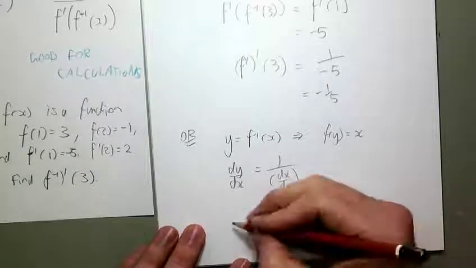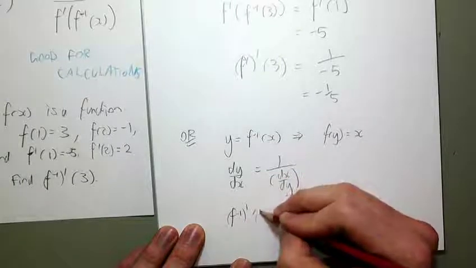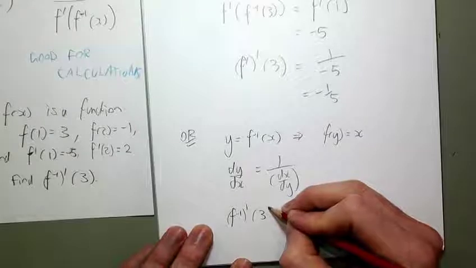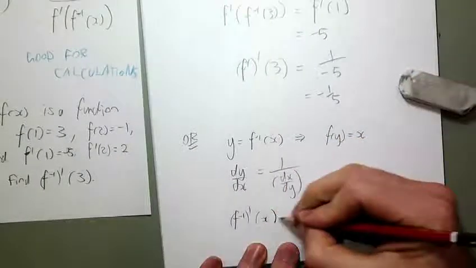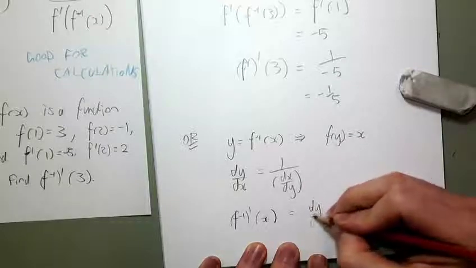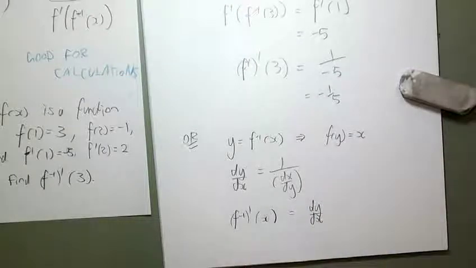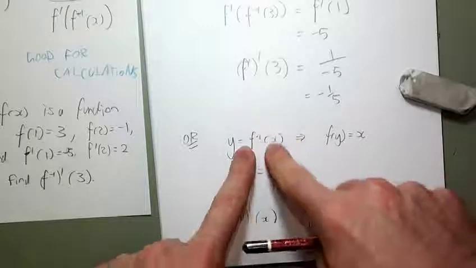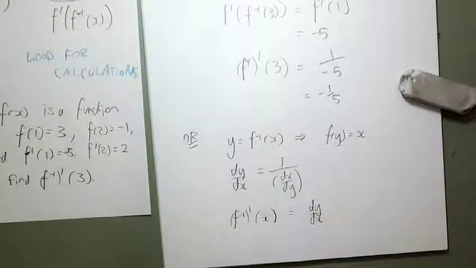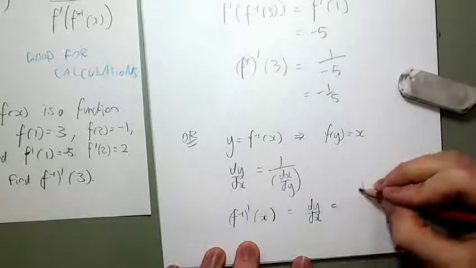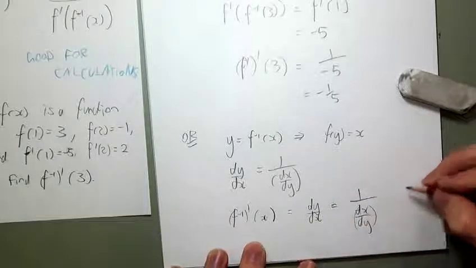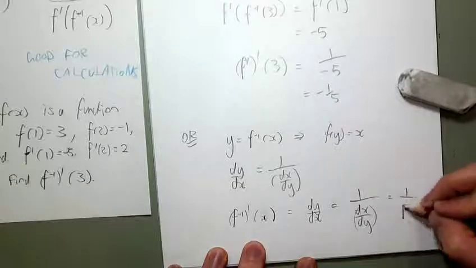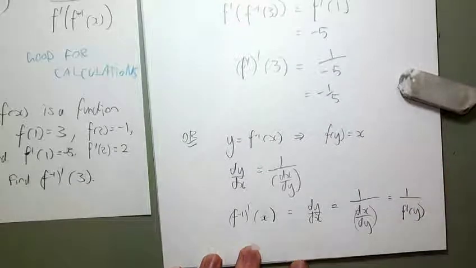So I know that f inverse dashed of x is dy on dx. That's what f inverse dashed means. It's the derivative of f inverse, which is dy on dx. And I know that that's actually 1 over dx on dy, which is 1 over f dashed y.